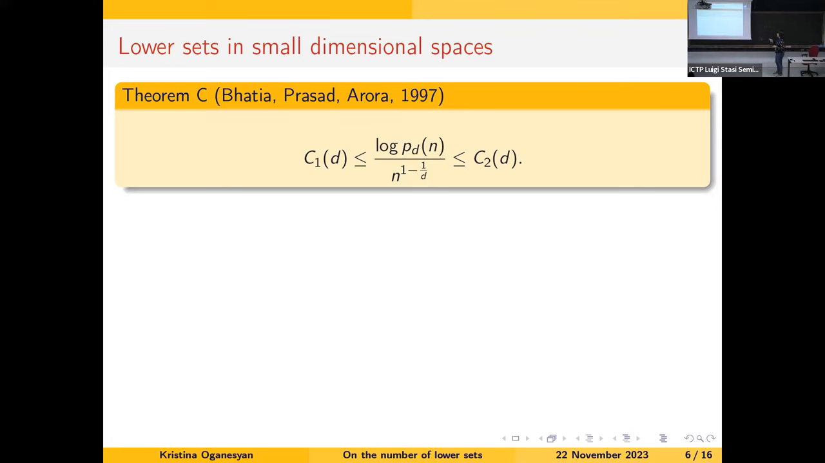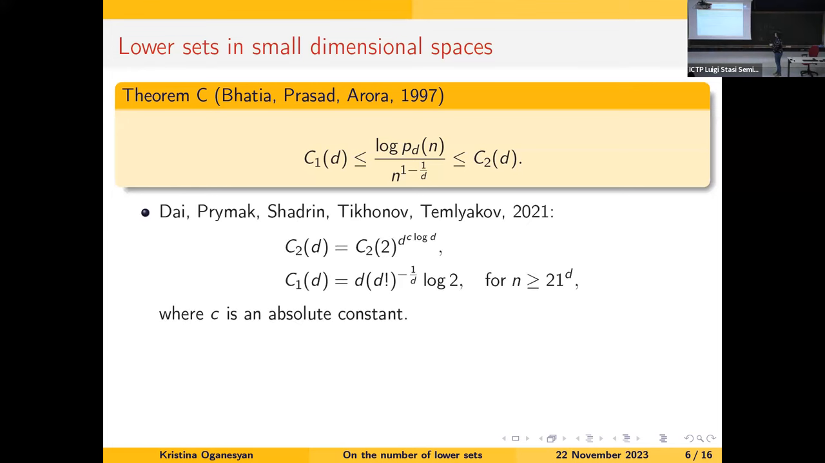So if you fix the dimension d, then you just see that the logarithm of P_d(n) is, up to a constant, n to the power 1 minus 1 over d. So that's what we saw in this two-dimensional case, three-dimensional case, right? So this is the right thing. However, they didn't care about the constant at all. And at least for applications, it is not very good.